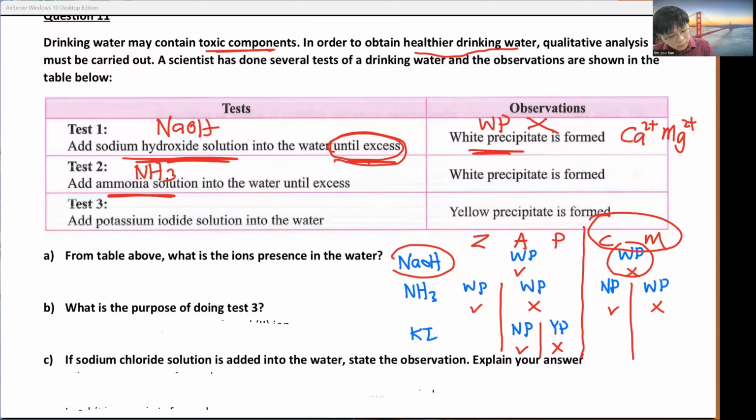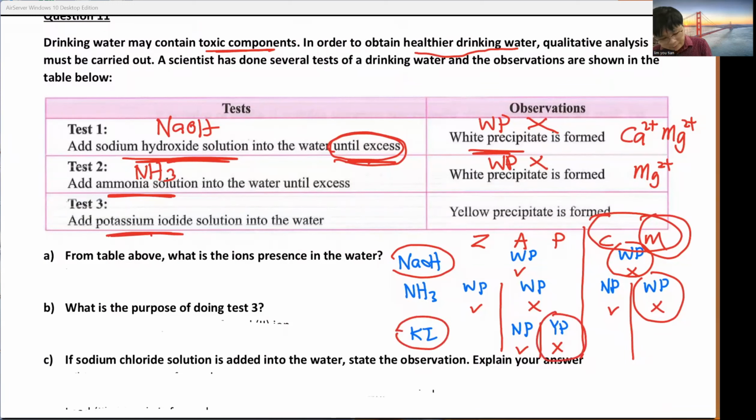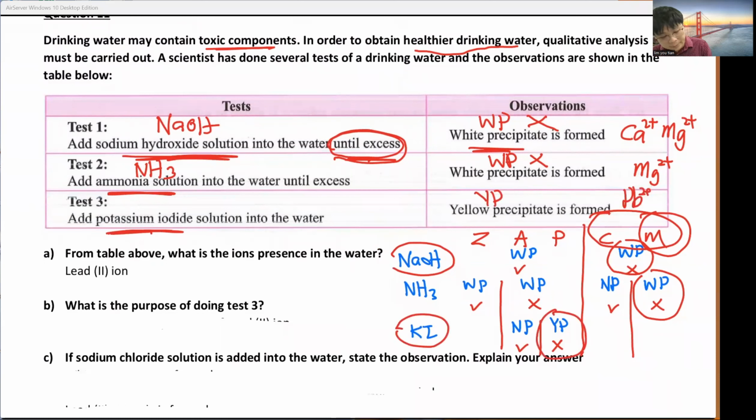Okay, so you get white precipitate, also insoluble. So one of the potential ions inside will be Mg. Yeah. Then put KI, yellow precipitate. This must be Pb.